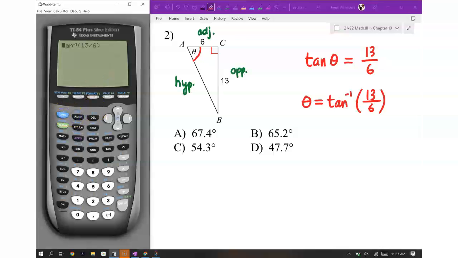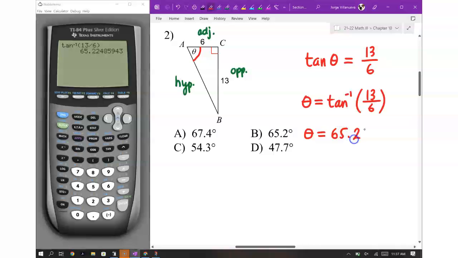So anyway, there's my equation. I'm just going to hit enter. And it says 65.224. Now, this problem is going to want you to round to the nearest tenth. So your answer is 65.2 degrees. One point after the decimal? Yeah, just one point after. Okay, and there you go. That's it. That is all the work you have to do for these problems.